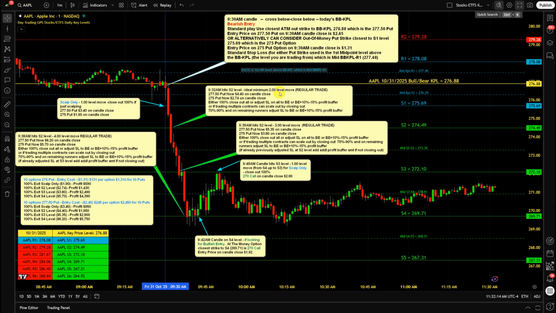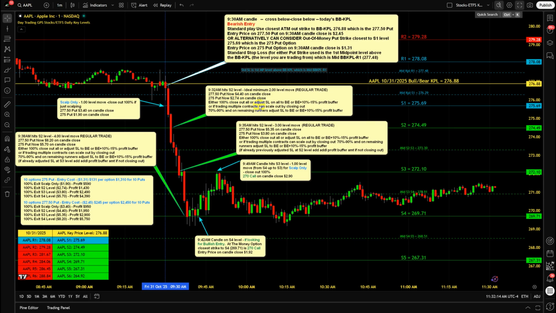Now a 2-level move is considered the ideal minimum move, whereas the 1.5 level is the absolute minimum required level move for a regular trade. So on the 9:32 a.m., it hits the S2 level. The 277.50 put is now 440 on this candle close. The 275 put is now 274 on the candle close.